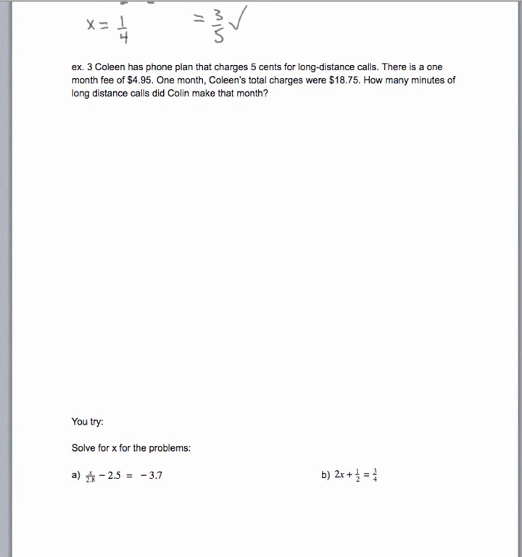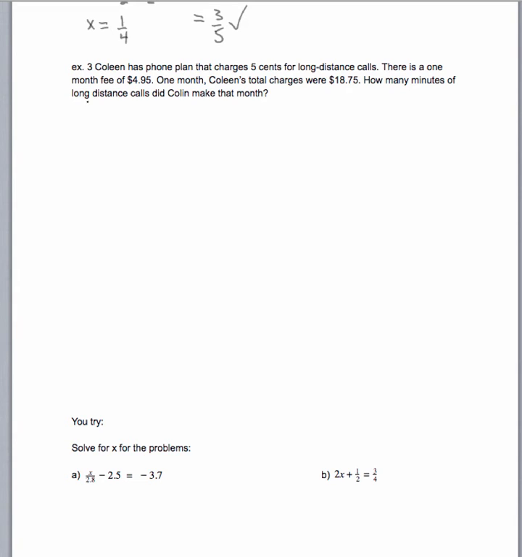Okay, our last example. So here it says Colleen has a phone plan that charges 5 cents for long distance calls. There's 1 month fee of $4.95. 1 month, Colleen's total charges were $18.75. How many minutes did she make? So these questions are very similar to what we did in the last unit with linear equations. So we can set up our own equation that mimics this.